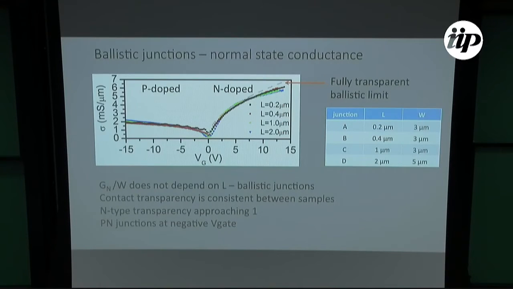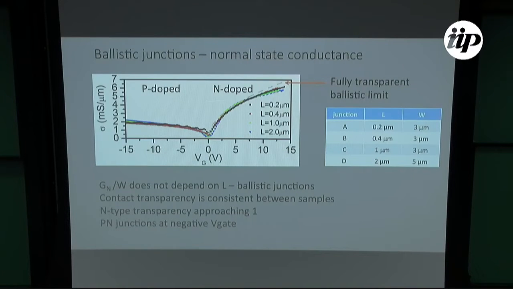Here's the conductance measured as a function of gate voltage on 4 samples on the same chip. We have normalized the conductance by the width of the sample, which is listed here. So only one junction was of a different width than the rest of them. And you see that conductance is very close for all 4 samples, which tells us that since conductance does not depend on length, the junctions are ballistic. And the contact transparency is consistent between different junctions.